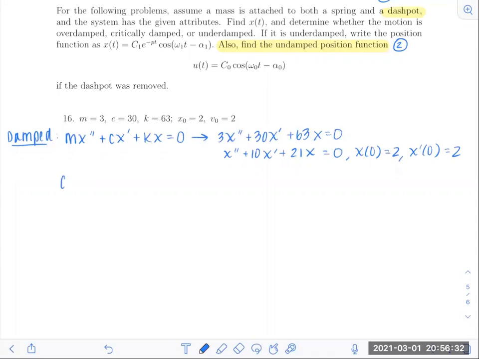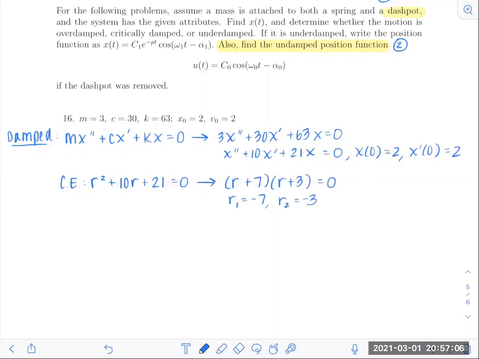So let's set up our characteristic equation. That is r squared plus 10r plus 21 equals 0. And so the question becomes, can we factor this by hand? Yeah, this is a nice one. This is (r plus 7)(r plus 3). 7 and 3 add to 10. So we get real distinct roots, -7 and -3.